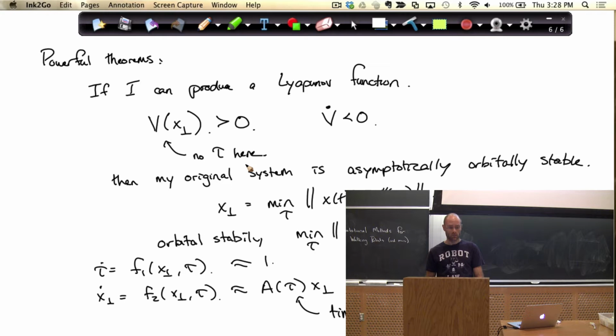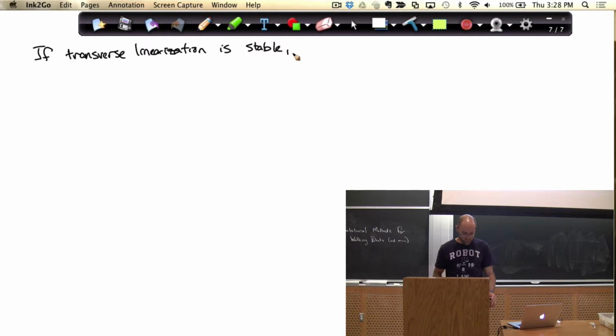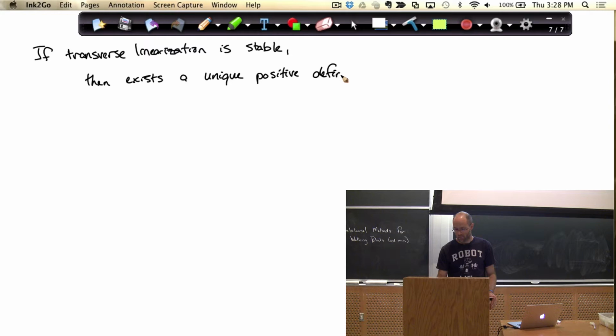Okay. Go forward. So, if my transverse linearization is stable, then there exists a unique positive definite solution. This should sound familiar, but it's an extension to this. I'm sorry, it's a unique periodic positive definite solution, to my Lyapunov equation.